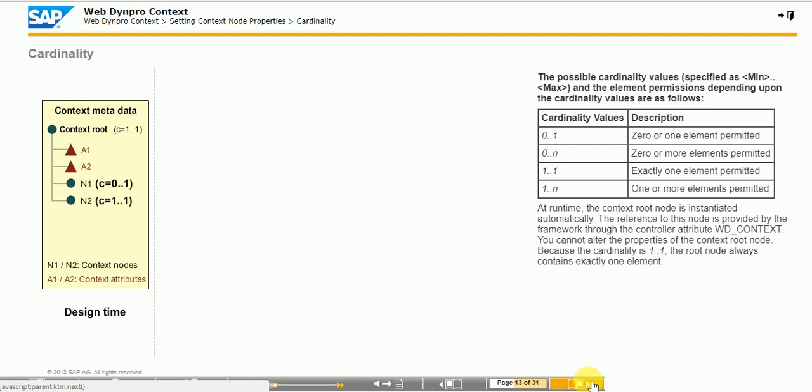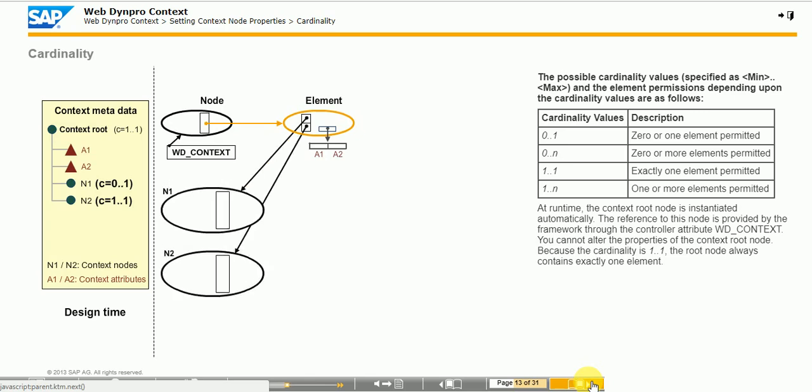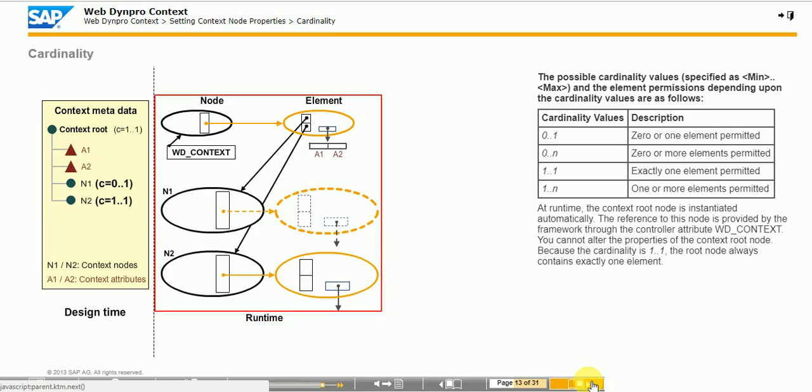At design time, you create the metadata structure within which the runtime data is stored. All context nodes are collections, so there could potentially be multiple element references stored by a context node at runtime. Every context node has a property known as cardinality. Cardinality describes the maximum and minimum number of elements that the node collection may hold at runtime. All nodes contain an element collection, even if the maximum number of elements within the collection is limited to 1.